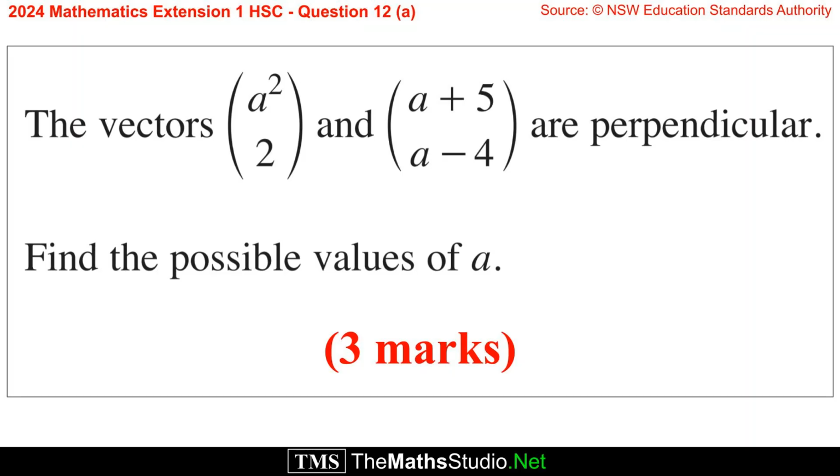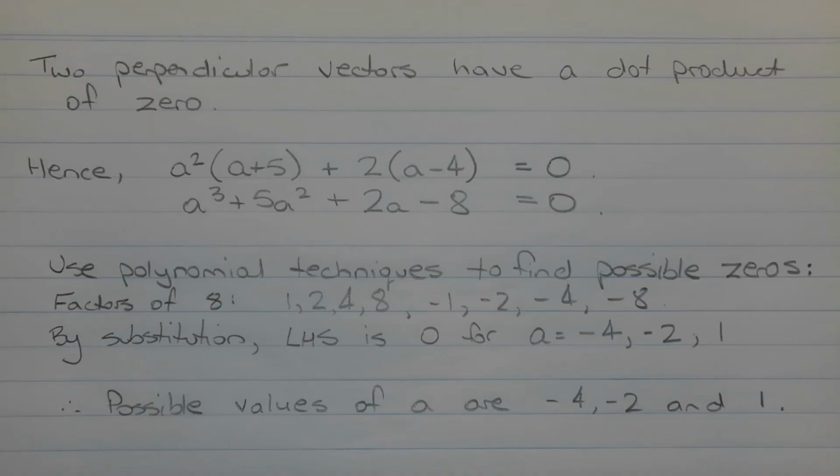Question 12, Part A. The vectors (a squared, 2) and (a plus 5, a minus 4) are perpendicular. Find the possible values of a. Two vectors that are perpendicular, or 90 degrees to one another, have a dot product of 0. Hence a squared times (a plus 5) plus 2 times (a minus 4) equals 0.